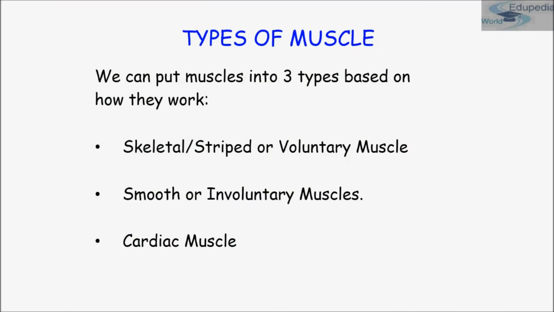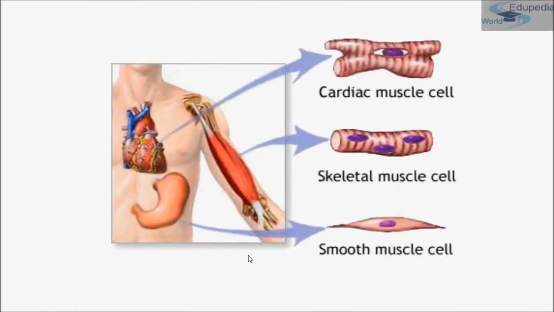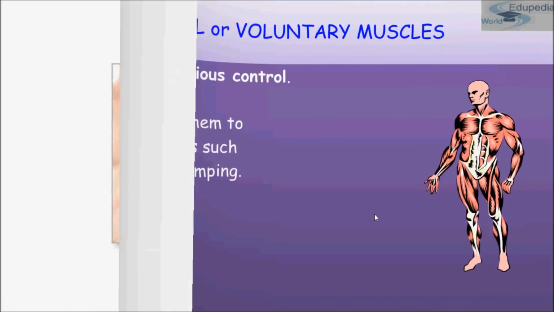Now, what are the types of muscles? There are three types on the basis of how they perform their work. First is your skeletal or voluntary muscle. Second is your smooth or involuntary muscle. And third is your cardiac muscle. Cardiac muscles are found solely in the heart. Skeletal muscles are found in our limbs, and smooth muscles are found in our internal organs, which is not in our control, and they are involuntary in action.